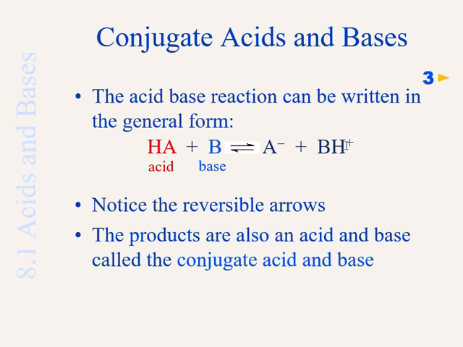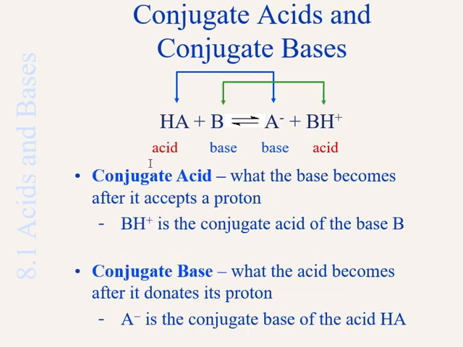Similarly, when BH plus will turn into B, what is it doing? It is donating an H plus, and that's why it's turning into B. So it's acting as an acid. What we are just discovering is that while we have an acid and a base on the left side of this reversible arrow, on the right side of the reversible arrow of this Bronsted-Lowry acid-base reaction, we also have an acid and a base. What's on the right side, we call them conjugate acid and conjugate base, while on the left they are just acid and base.